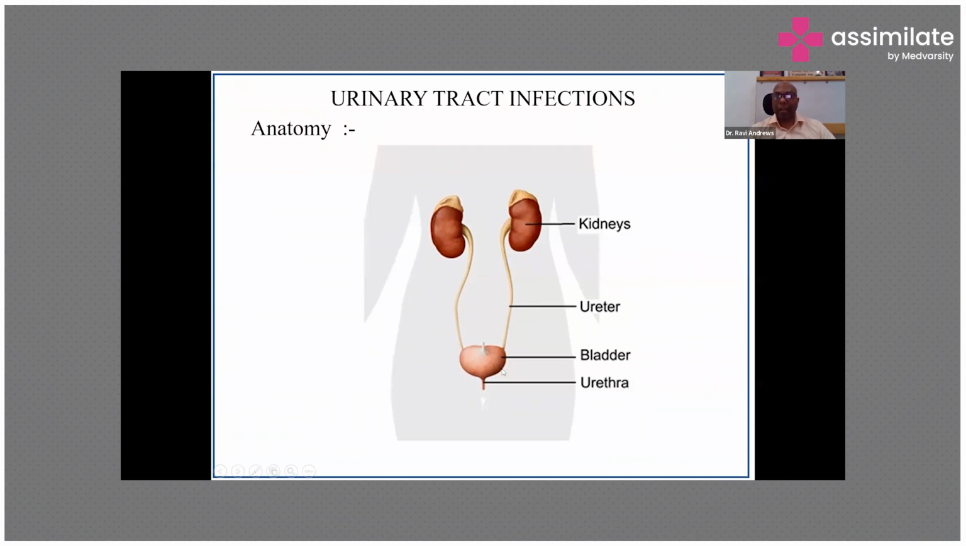So infection of the urinary tract could be either involving the urethra, that's called urethritis. It could be involving the bladder, that's called cystitis. And it could be involving the kidneys, that could be pyelonephritis, which could be acute or chronic. Sometimes you can have abscesses or collections of pus in the kidneys as well.